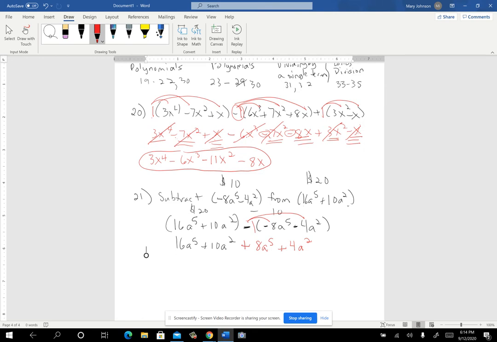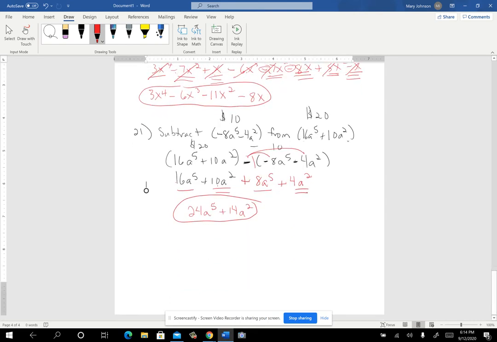Okay. All right, then I'm noticing that I've got a to the 5ths, and then I have a to the 2nds. So 16 and a positive 8, that would be 24a to the 5ths, and then 10a squareds and 4a squareds would be 14a squareds. So that would be my final answer on 21.